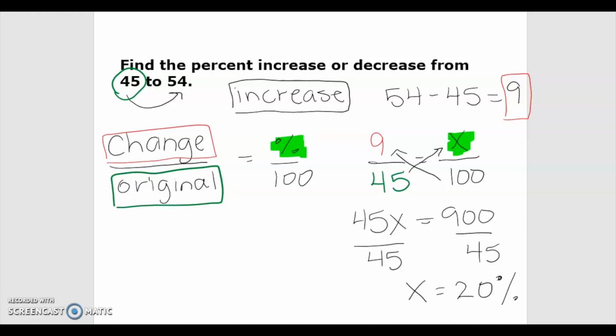So we'll go ahead and do some practice on these increases and decreases. Remember, the first thing you always want to do is start by finding out, is it an increase or a decrease, and doing that subtraction. After you find the amount of increase, the change, then you can set up your proportion, and you can solve your proportion using cross products.